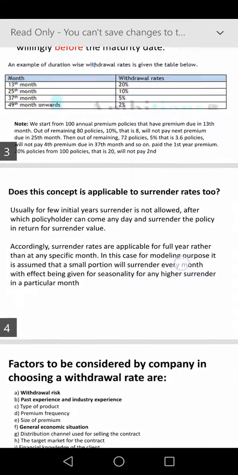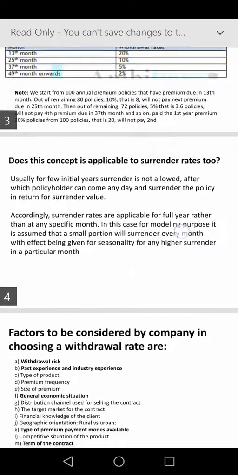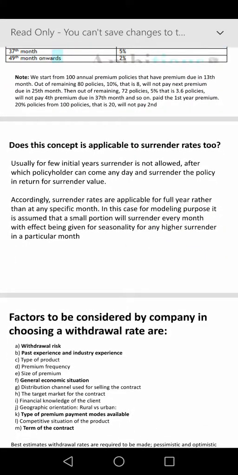Now you need to understand that there is a concept of surrender value in insurance policies. Surrender value is something which a customer will be getting in case they surrender the policy before the closure date. Now, whether this concept of withdrawal is applicable on surrender of a policy also, the answer to this question is yes.